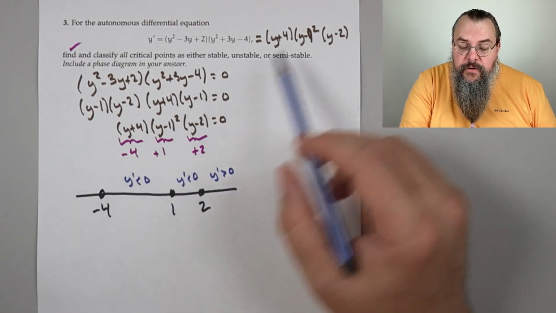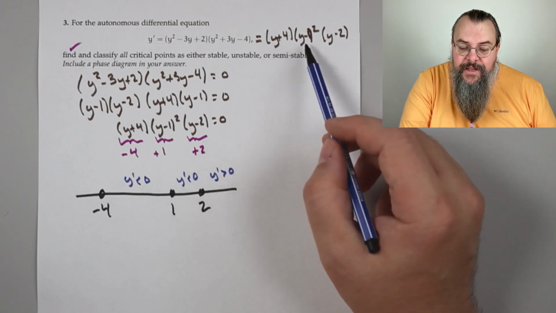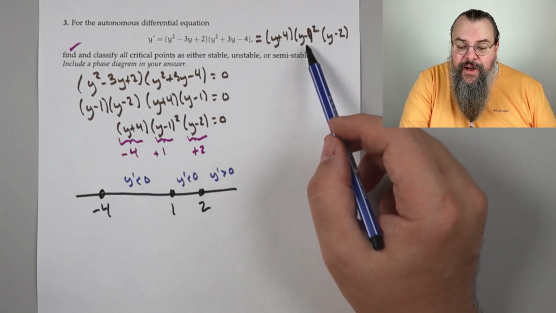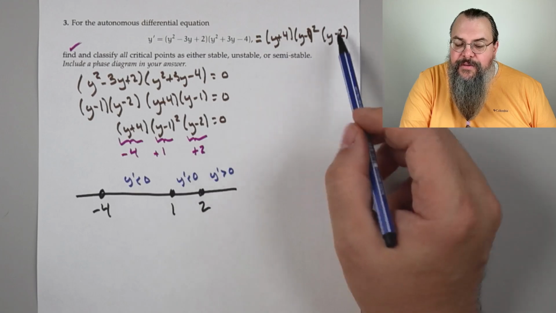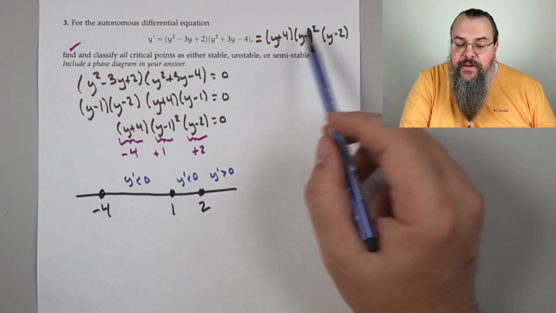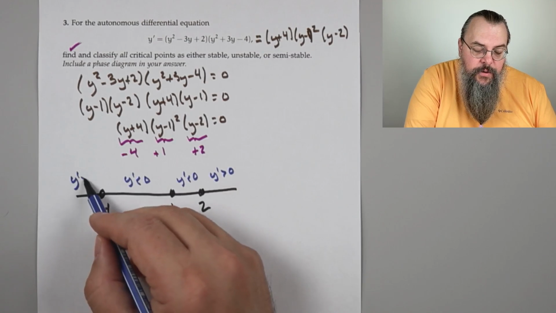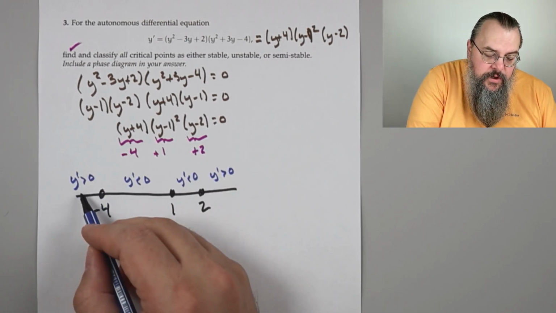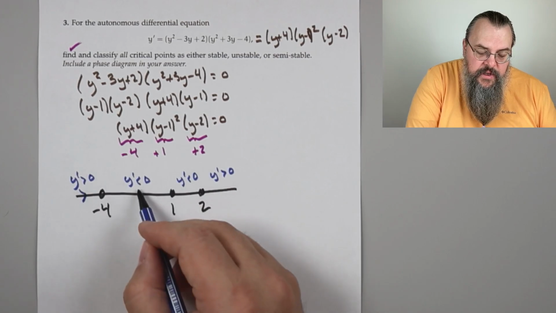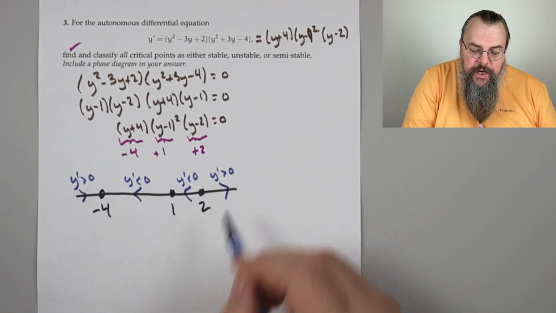And for something below negative 4, we can do negative 5. Negative 5 plus 4, negative. (Negative 5 minus 1) squared, positive. In fact, as soon as you square it, it's positive. So this is always positive. Negative 5 minus 2 is negative. So negative, positive, negative. Put them all together, we're positive. All right, which means we're going up, going down, going down, going up.